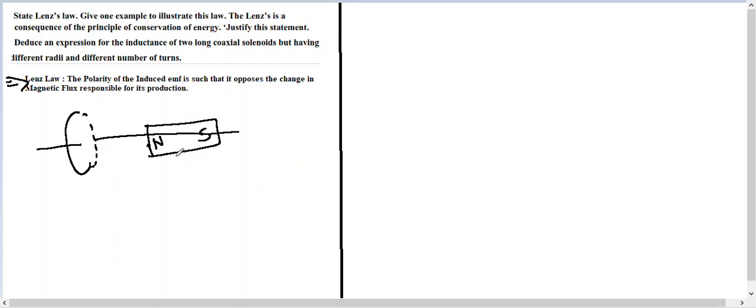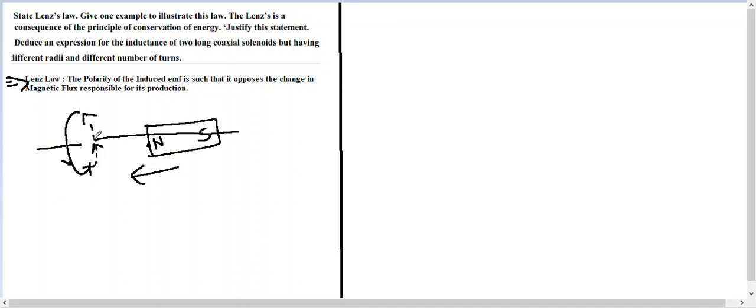So when we bring the north pole of the bar magnet towards the coil, the magnetic flux linked with it increases. The current is induced in the coil in such a direction that it opposes the increase in flux. This is possible only when the current induced in the coil is in anti-clockwise direction. So the current is going to flow in an anti-clockwise direction with respect to the observer on the side of the bar magnet.